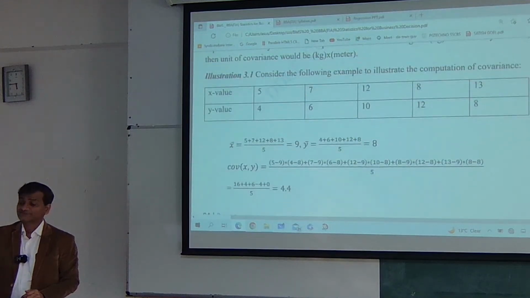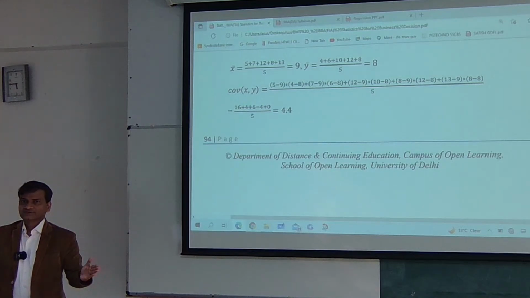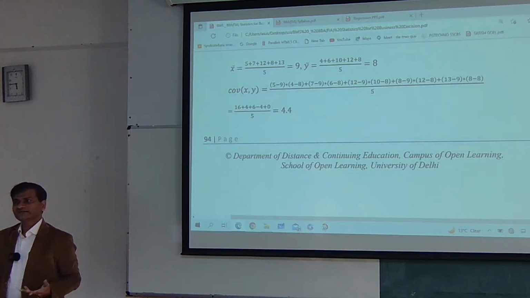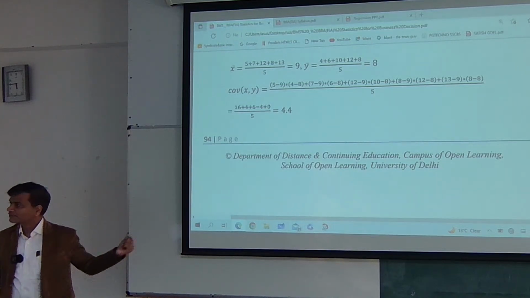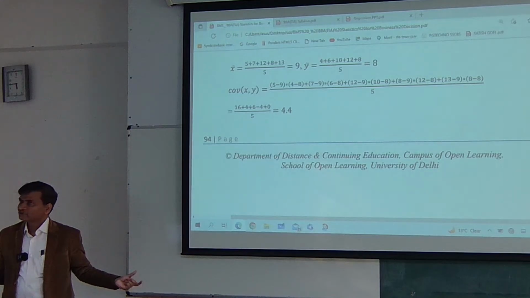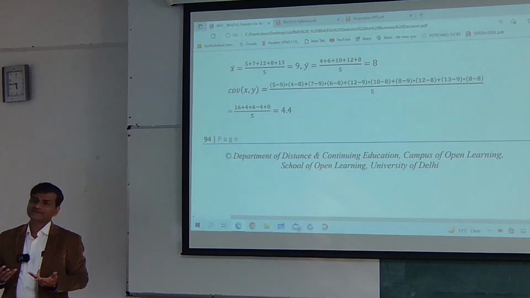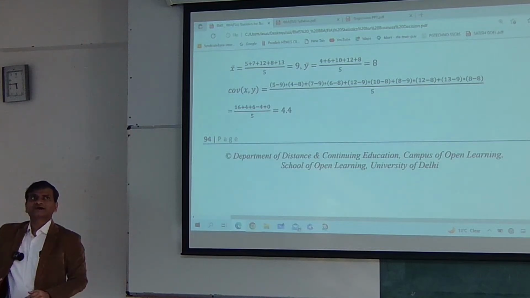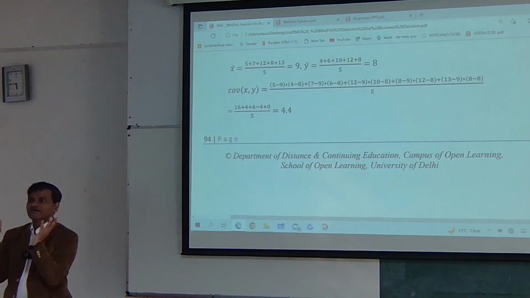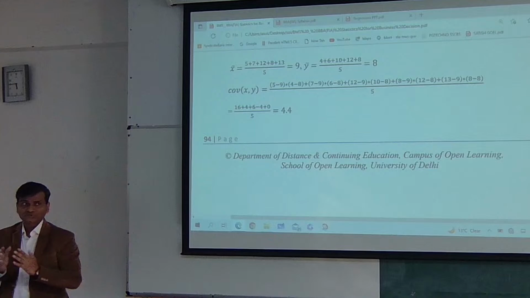That is the problem. Further, it does not have a standard range. Covariance can be anything. It can be 8, it can be 10, it can be 100, depending upon your values of x and y. So it can take any value from minus infinity to plus infinity. So it is very difficult for a layman to understand. If I say covariance is 90, you cannot figure out how much the two variables are related. So what is the solution?